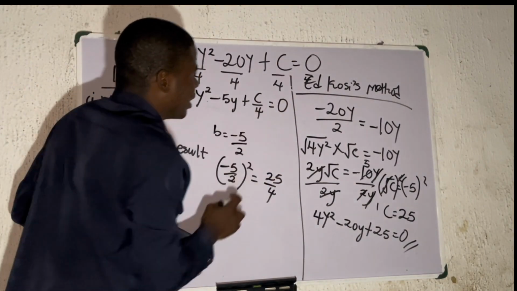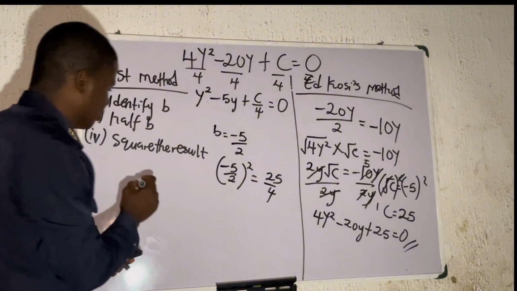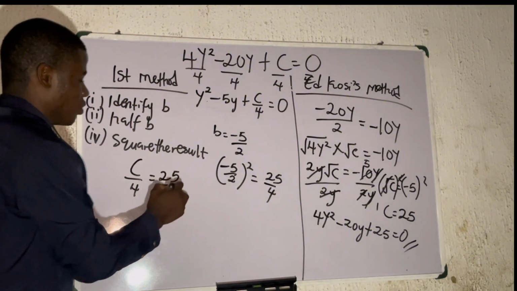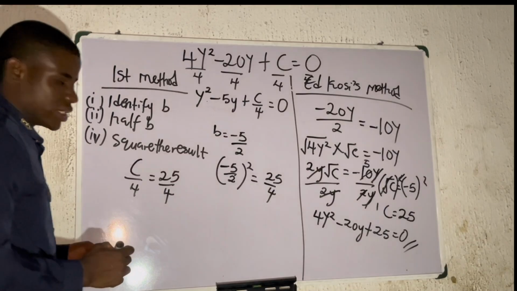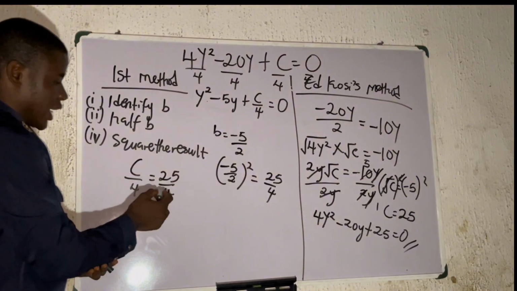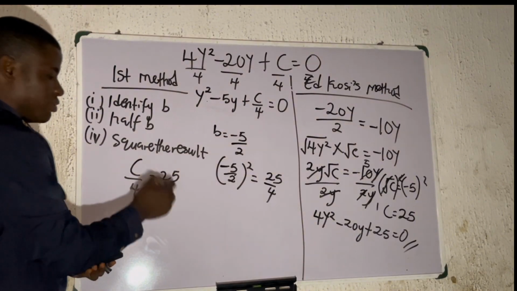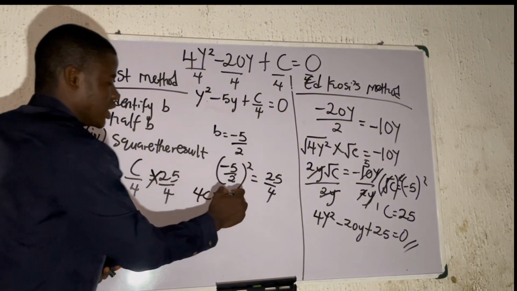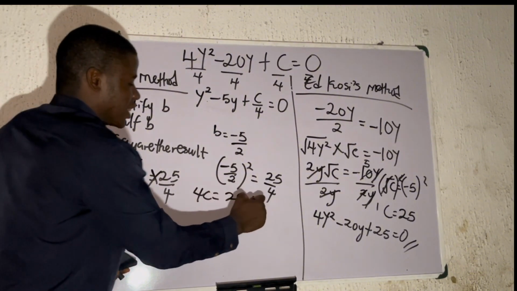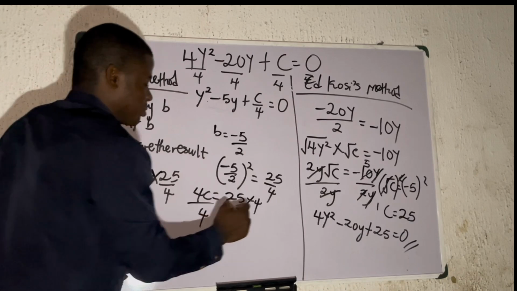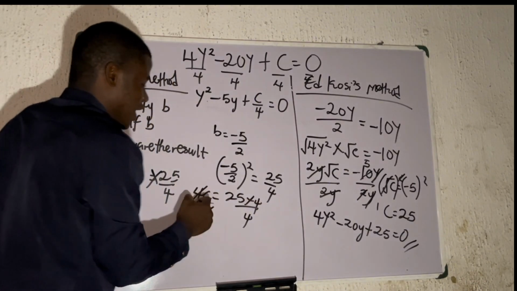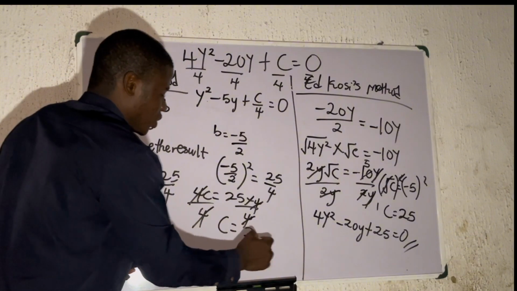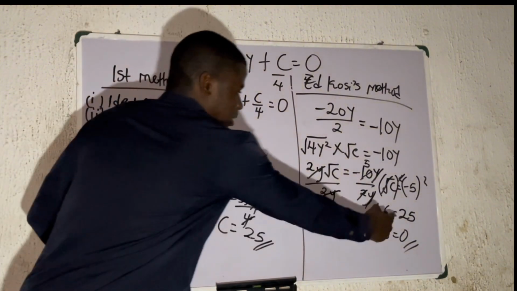Now in the constant, I have c over 4. It means that c over 4 is equal to 25 over 4. Does it make sense? If I cross multiply, c times 4 is 4c, is equal to 25 times 4. Divide both sides by 4 over 4. Cancel, cancel. 4 divided by 4 is 1, so c is equal to 25. And that's the answer. Are they the same answer?